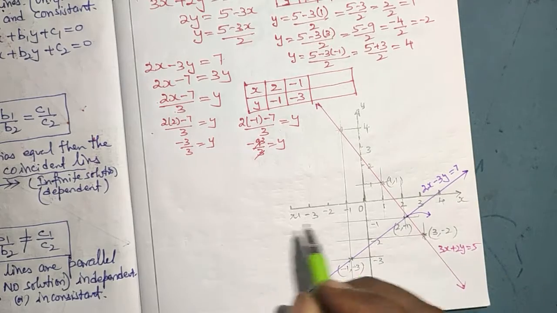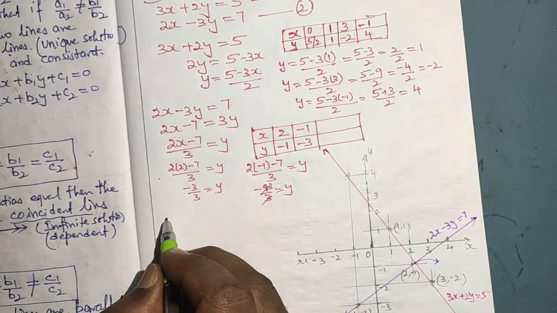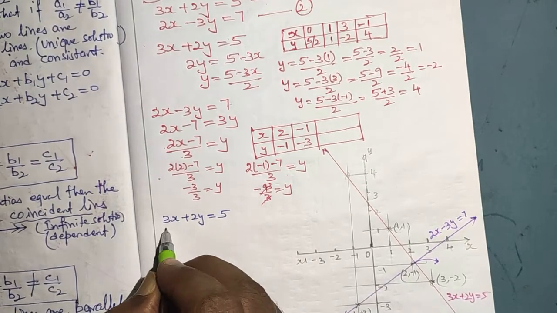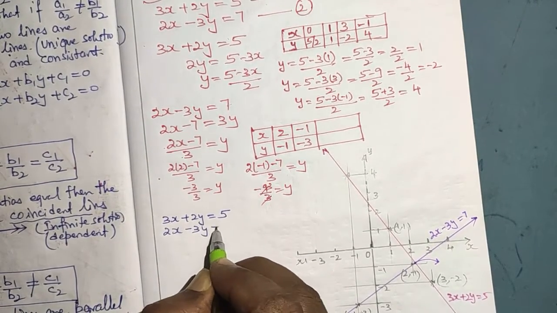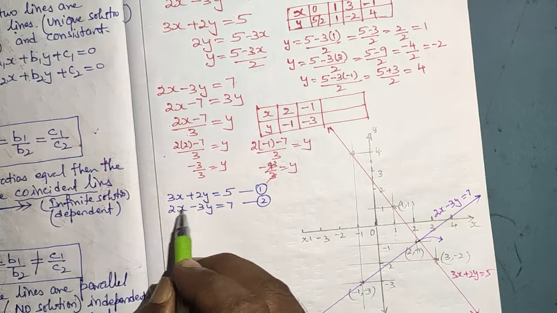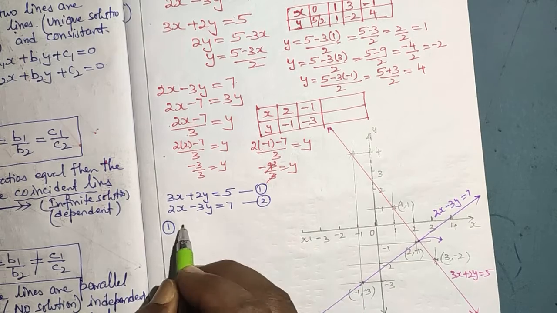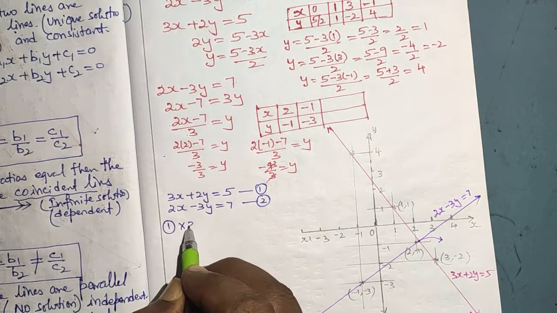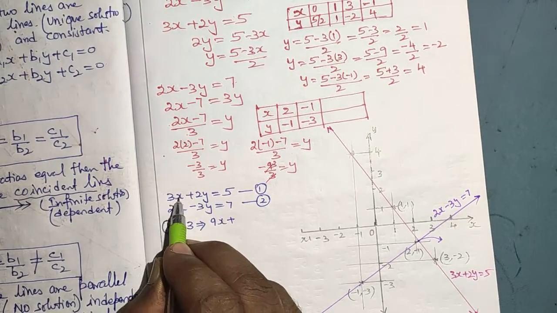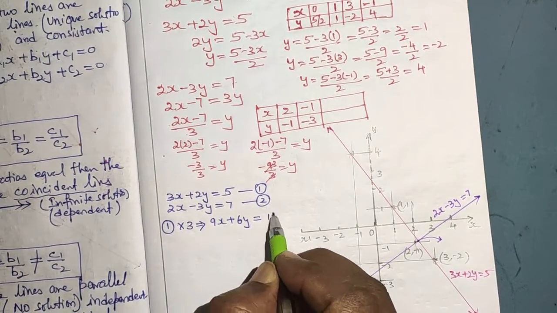So to identify this point, I will simplify it by elimination method. The first equation is 3x plus 2y is equal to 5, and 2x minus 3y is equal to 7. Elimination method means I have to eliminate any one of the variables. So to eliminate y here, I will multiply equation 1 with 3. When I multiply equation 1 with 3, I will get 9x, 3 2s are 6y is equal to 3 5s are 15.